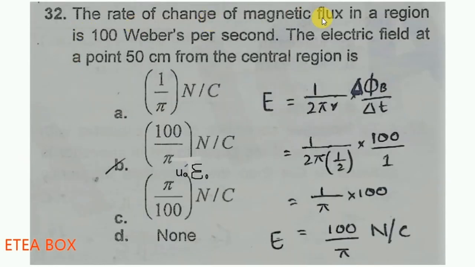The rate of change of magnetic flux in a region is 100 webers per second. The electric field at a point 50 centimeter from the central region is, now the formula is here. The magnetic flux is 100 and time is 1, and the radius is 50 centimeter, which is 0.5 meter. And we know that 0.5 is equal to 1 over 2, so this will cancel these two, and it gives 100 divided by π. So the electric field is 100 divided by π Newton per Coulomb. So option B is the correct one here.